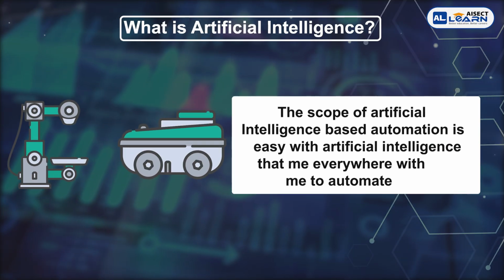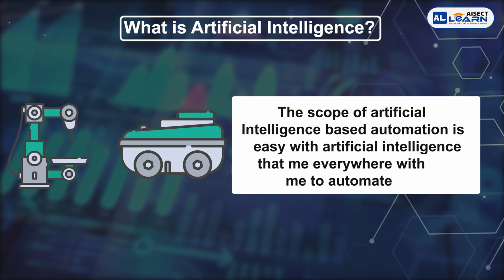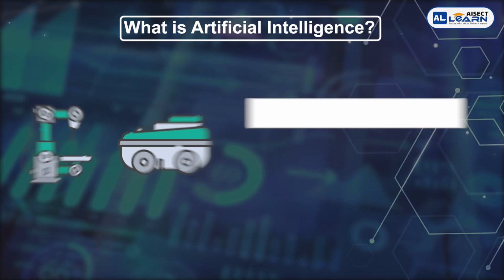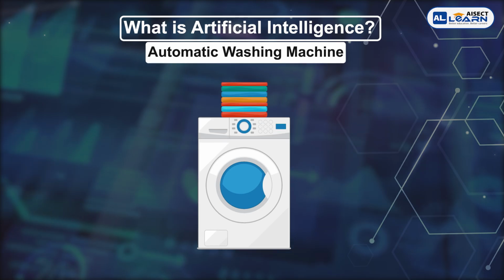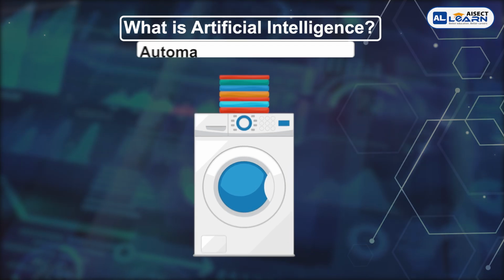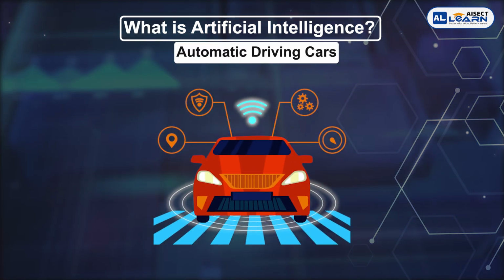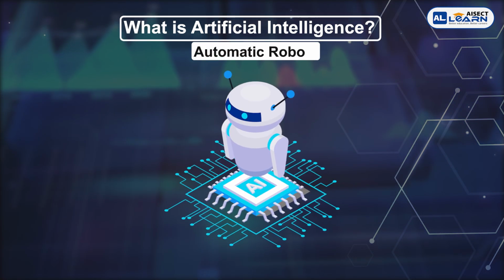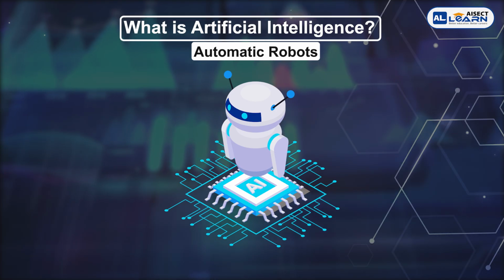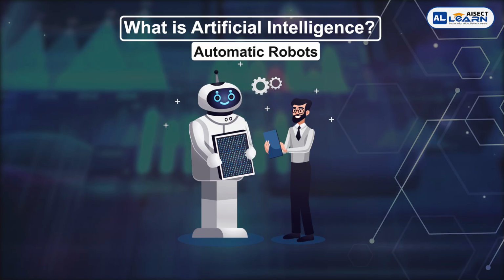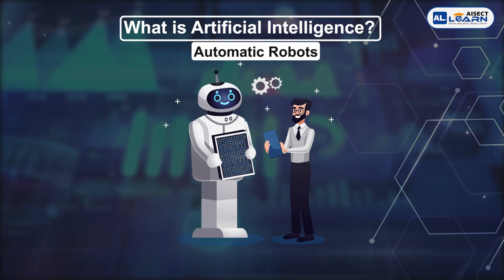So the scope of artificial intelligence is that automation is easy with artificial intelligence. That means everywhere we can automate: automatic washing machines, I'm just giving you small examples, autopilot, automatic driving cars. These are all the automation we are doing with artificial intelligence. Robots will do delivery work as delivery agents. Nowadays in the US and elsewhere I have seen Amazon using robots as delivery agents.